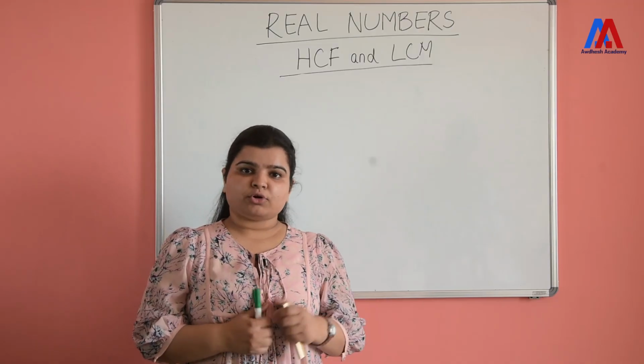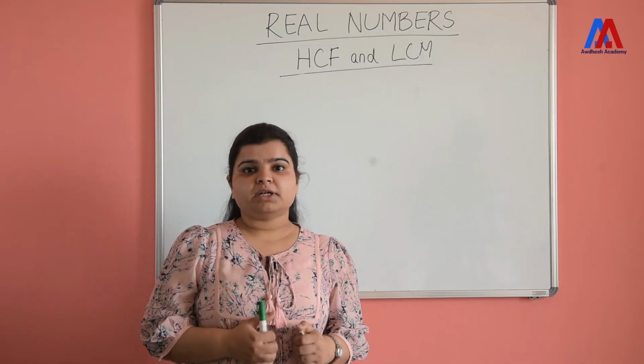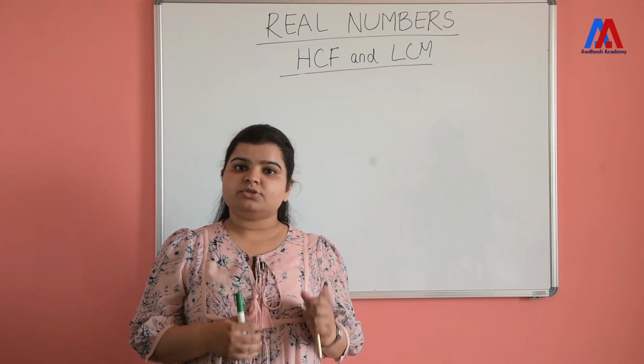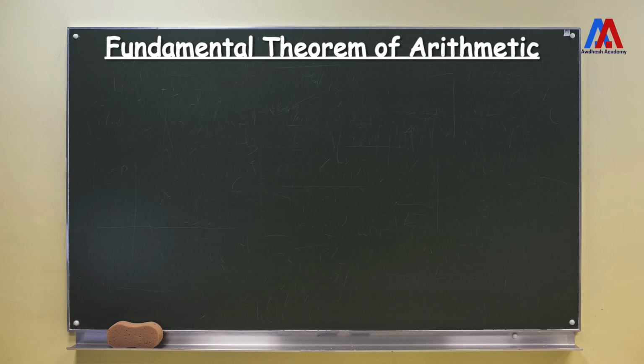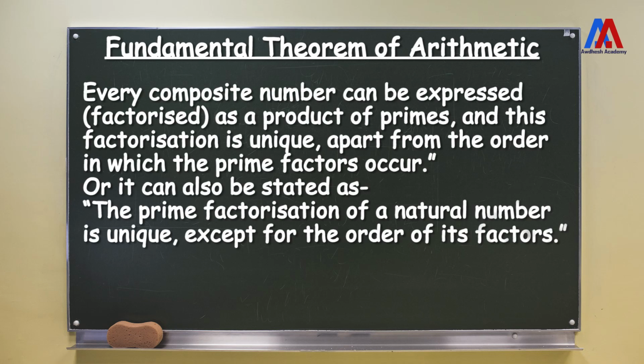Now the next important theorem is the fundamental theorem of arithmetic related to prime numbers and prime factors. It states that every composite number can be expressed or factorized as a product of primes, and this factorization is unique apart from the order in which the prime factors occur. Or it can be stated as the prime factorization of a natural number is unique except for the order of its factors.